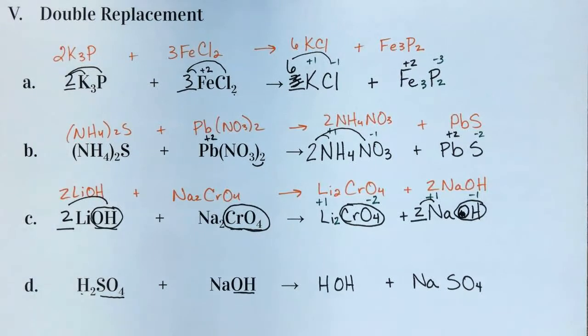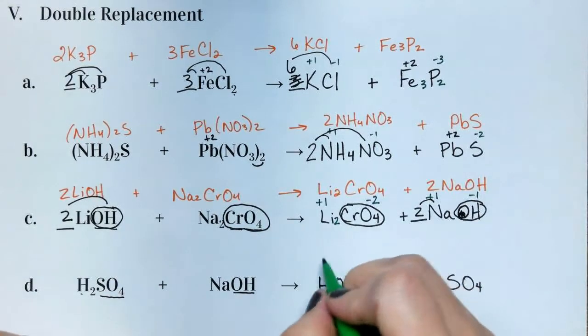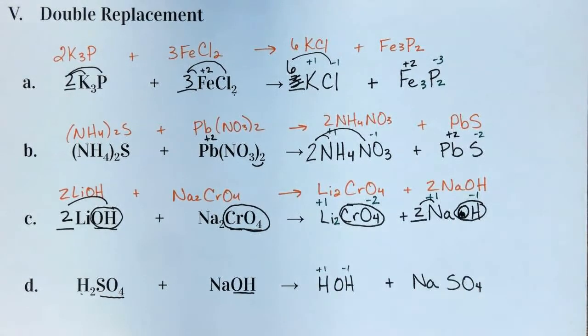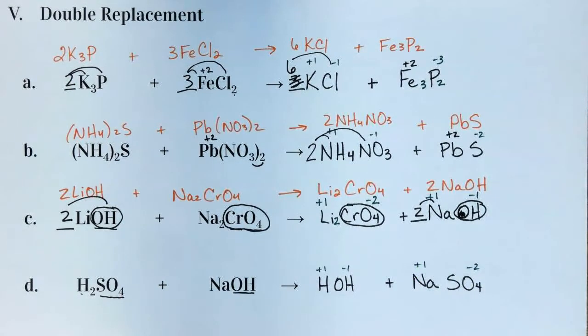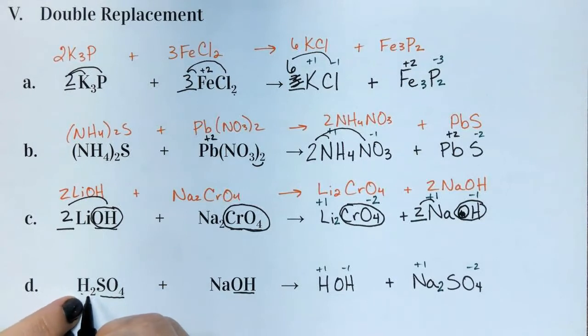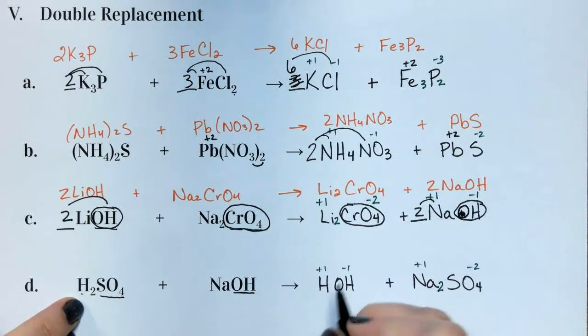Now we balance the charges. Hydrogen is +1, hydroxide -1, those cancel. Sodium is +1, sulfate's -2. To balance those, I'm going to need 2 sodiums and 1 sulfate. We do not need parentheses for just 1 sulfate. Now we can balance the coefficients. 2 hydrogens, 1 hydrogen. We don't count this one. This is part of hydroxide. We're going to balance those together.